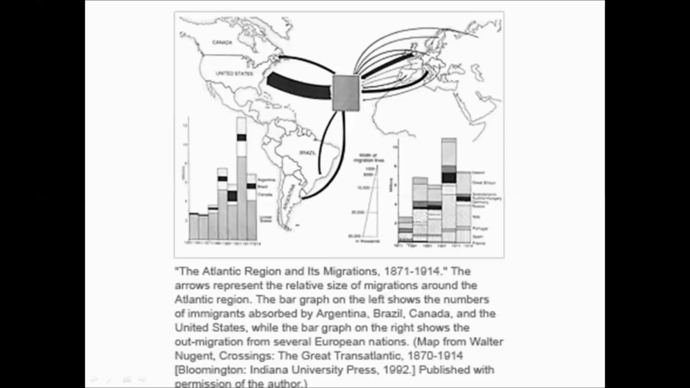And you can see pretty much the United States, a couple other places, but mostly they're leaving England and Italy, and they're pretty much going to the United States, some also in South America.